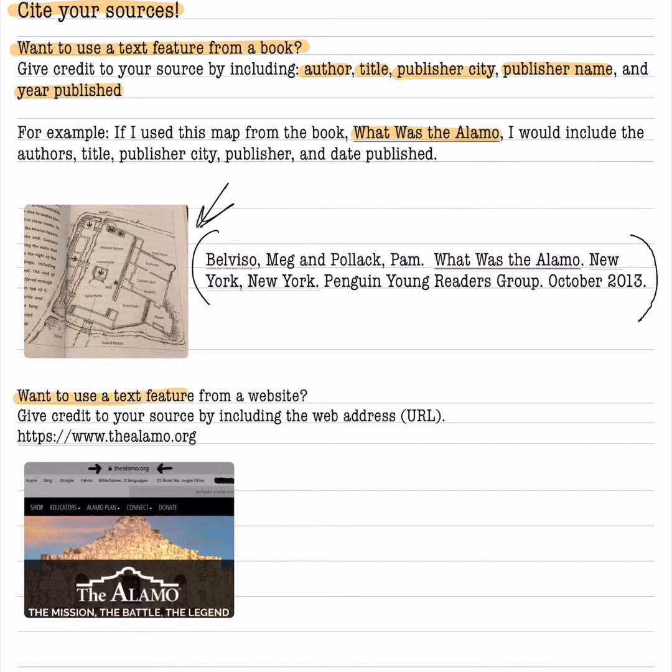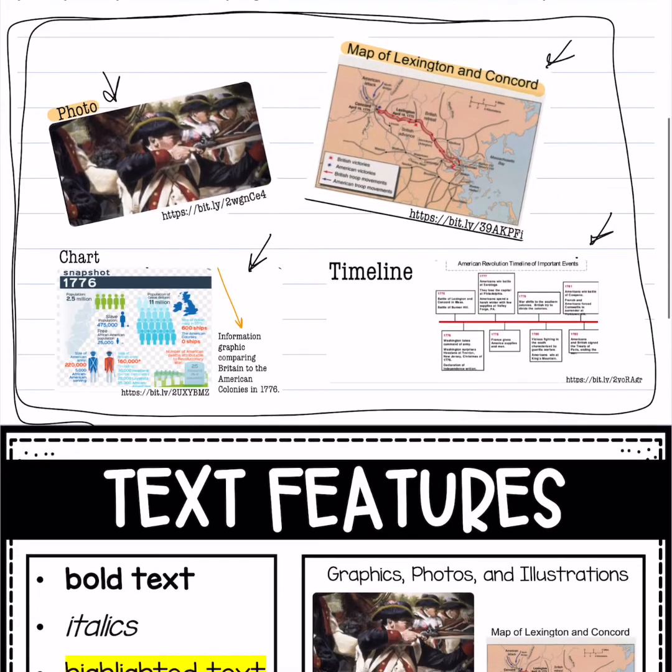What if you want to cite your information from a website, which many of you have great information from websites? You must give the web address, or what's also referred to as the URL. And that's going to be found at the top of your internet browser. You can copy and paste right underneath your text feature. If you notice, I'm going to go back up to my notes. I have done the same here. These are my URL or web address where I used those text features.